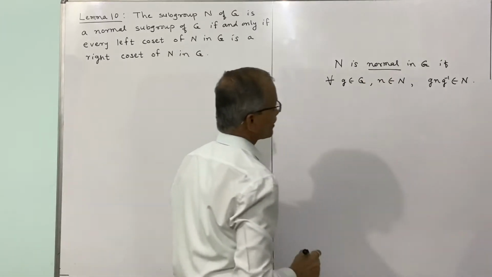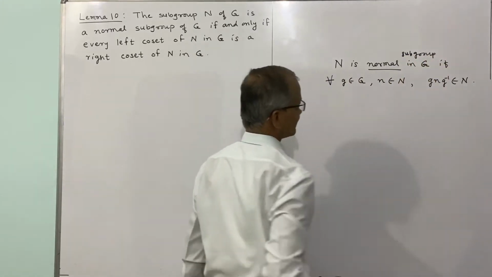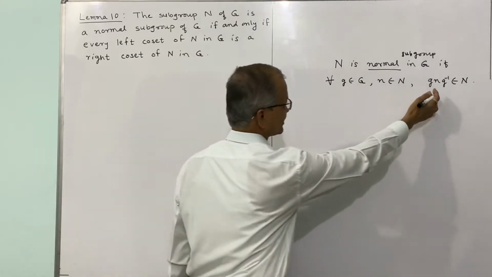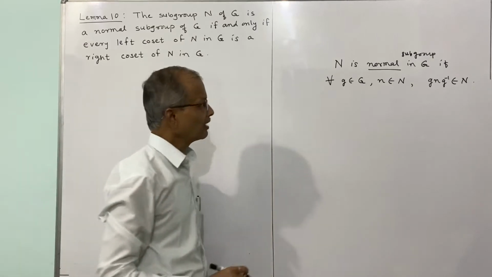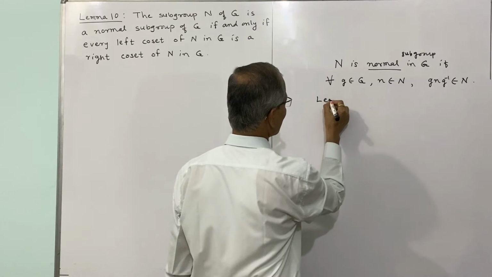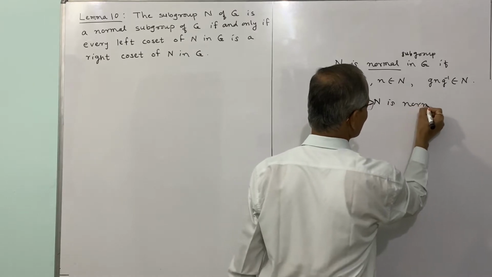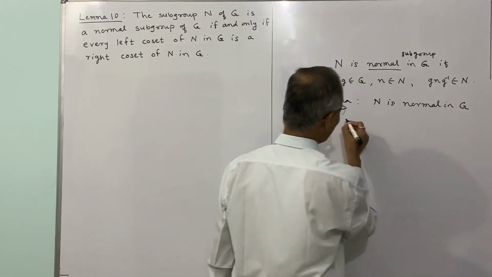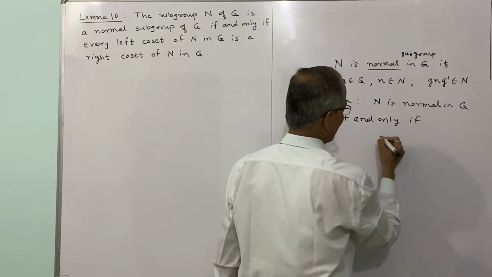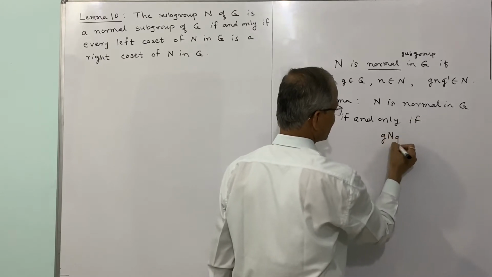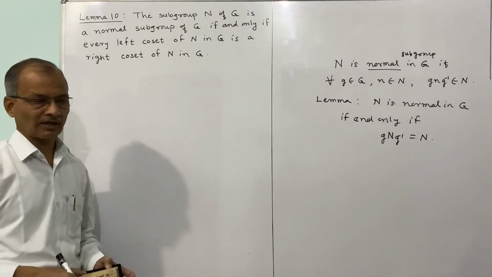And N is a normal subgroup of G if this is the condition to be satisfied: for every g belongs to G, n belongs to N, g n g inverse belongs to N again. And the lemma we have proved is N is normal in G if and only if we have g N g inverse is equal to N. This result we have seen last time.